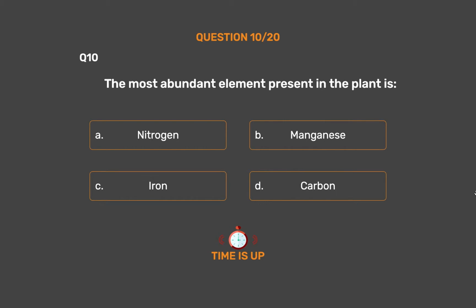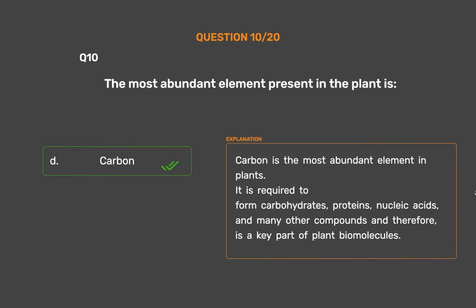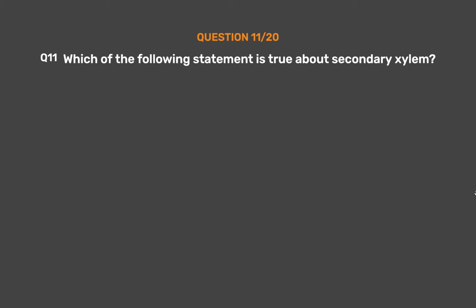The correct answer is option D. Carbon. Carbon is the most abundant element in plants. It is required to form carbohydrates, proteins, nucleic acids, and many other compounds and therefore is a key part of plant biomolecules.